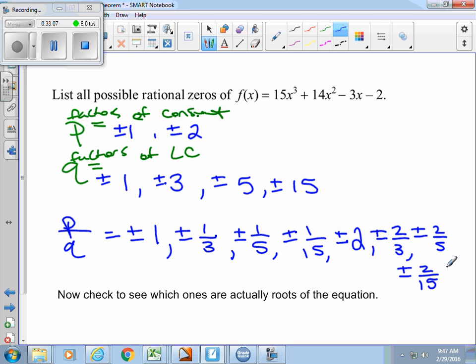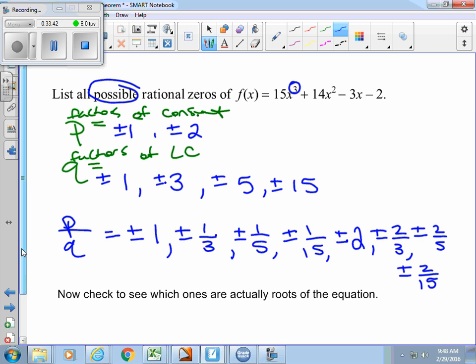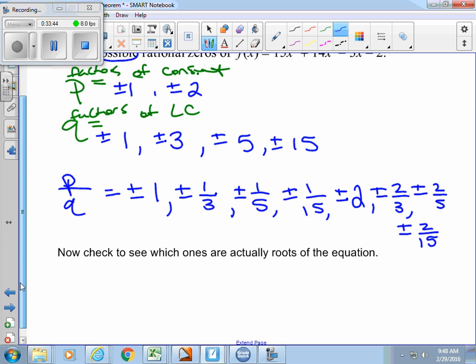I want to point out again what this list is. This is all of the possible rational roots. Is there any way that those could all be roots of a cubic? In fact, how many roots at most does a cubic have? 3, at most 3 rational roots. It could have some imaginaries and things like that, but it has at most 3 rational roots. So obviously these are not all rational roots. They are just the possibilities. It says now check and see which ones are actually roots of this equation.